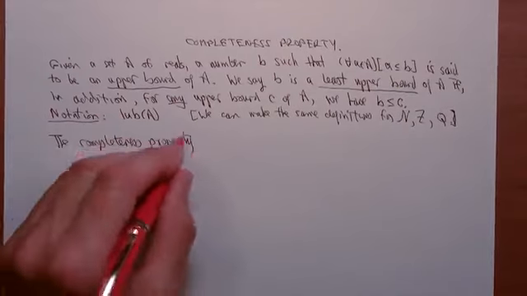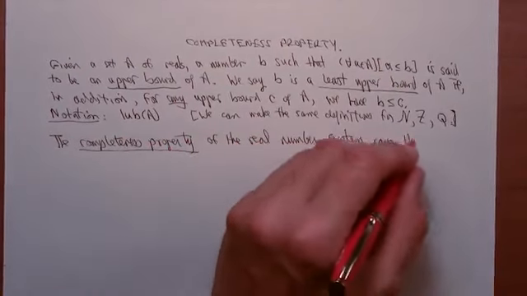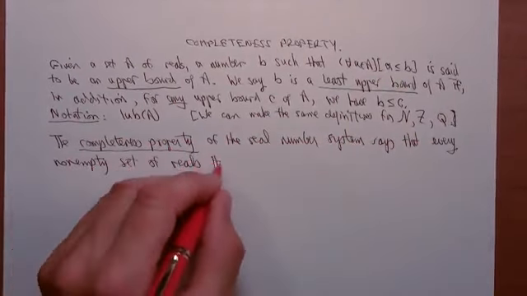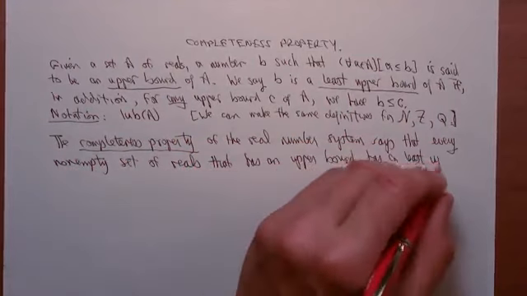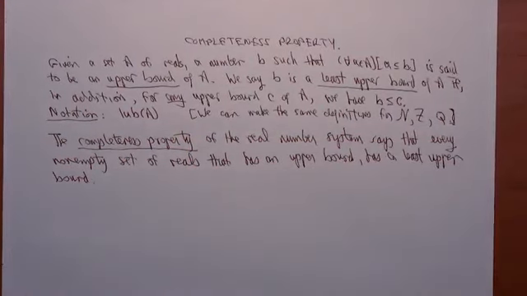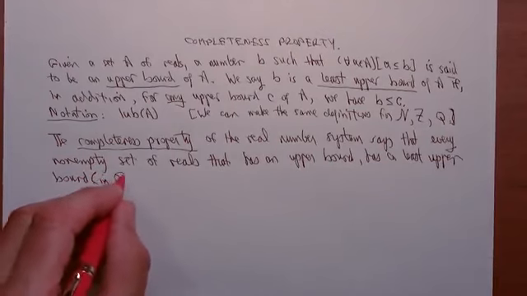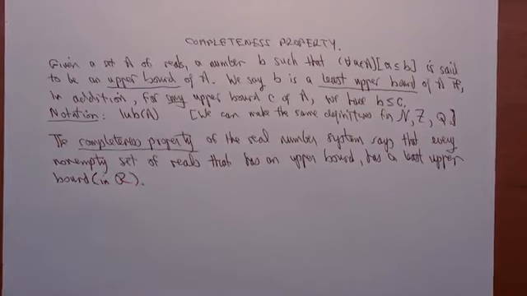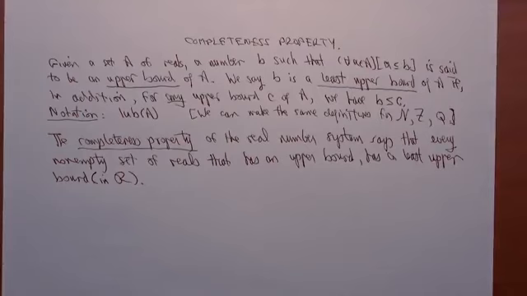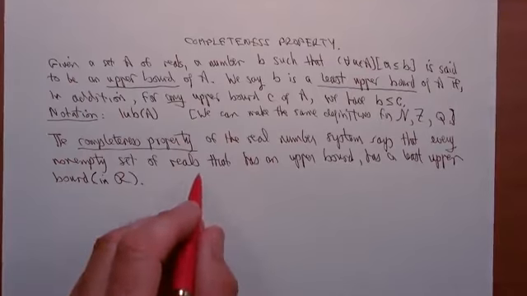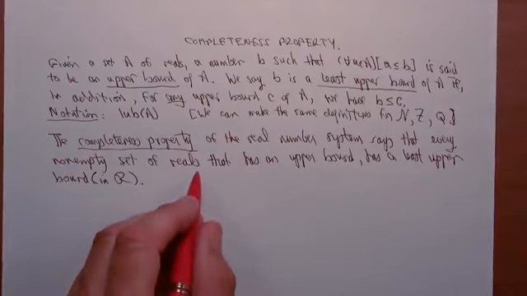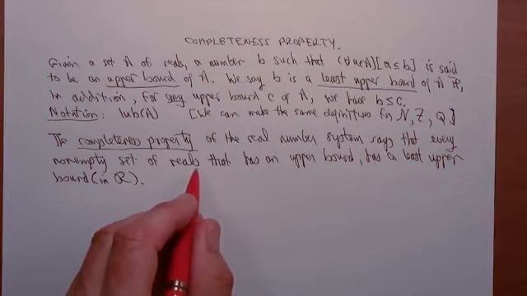The completeness property of the real number system says that every non-empty set of reals that has an upper bound has a least upper bound. And let me stress that that least upper bound is in the set of real numbers. This one simple, elegant statement is the key to the real number system and to most of modern mathematics.